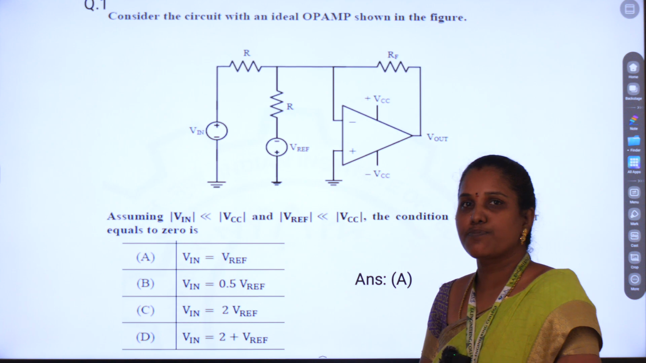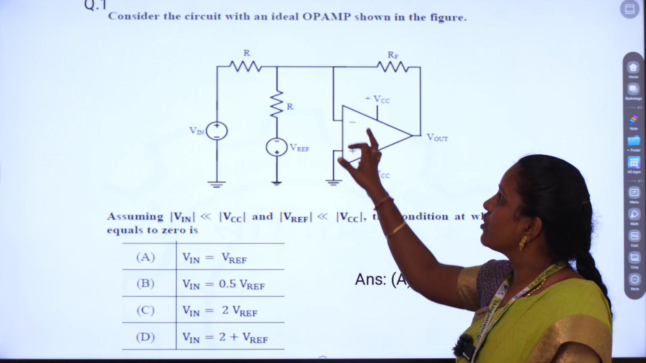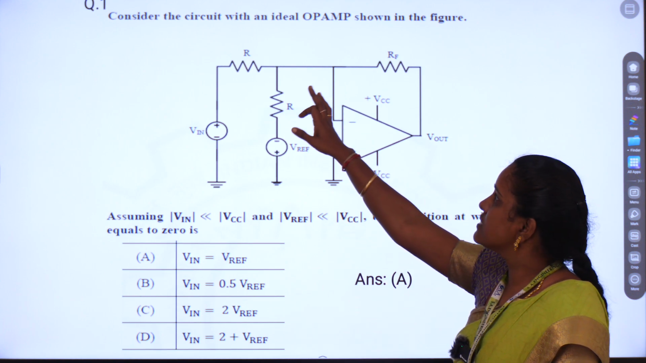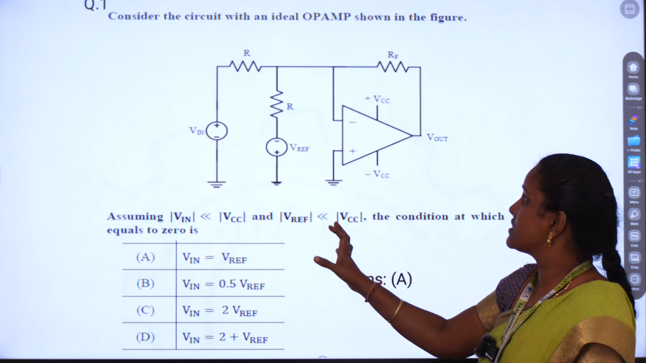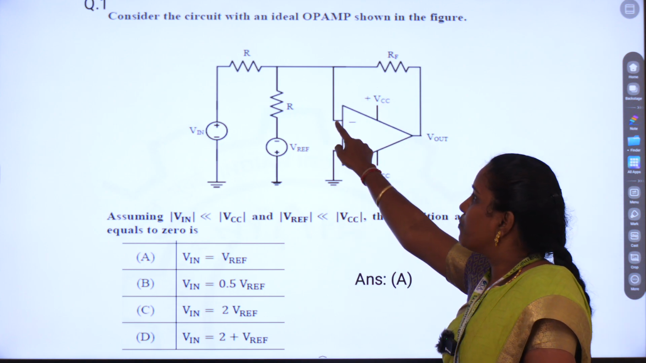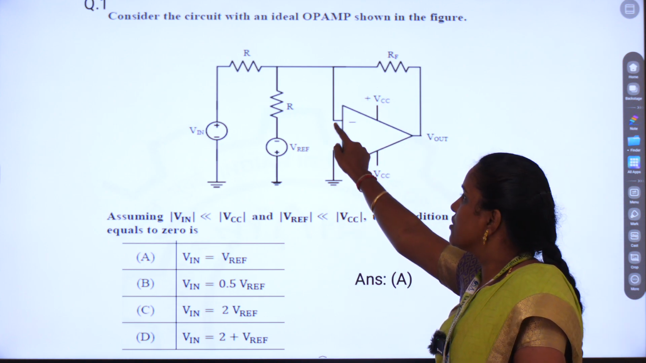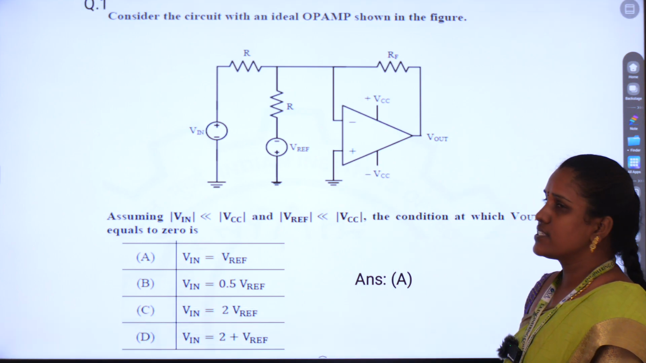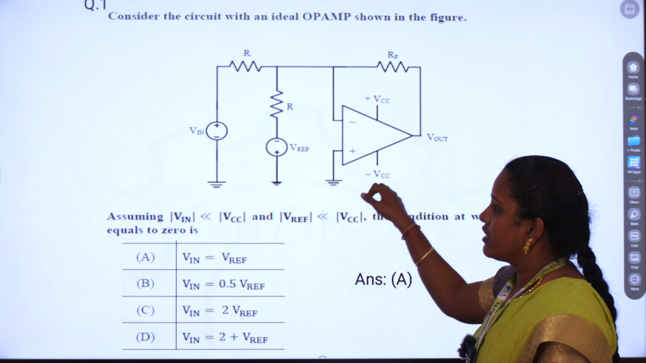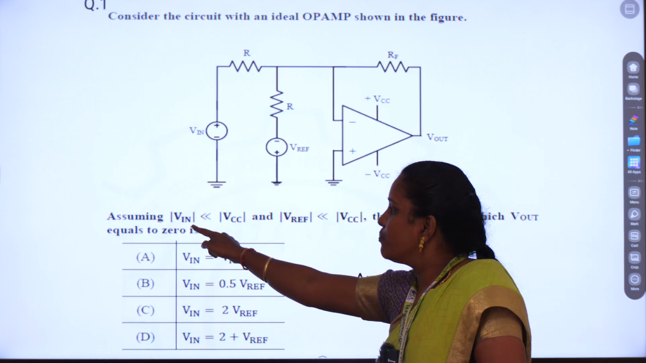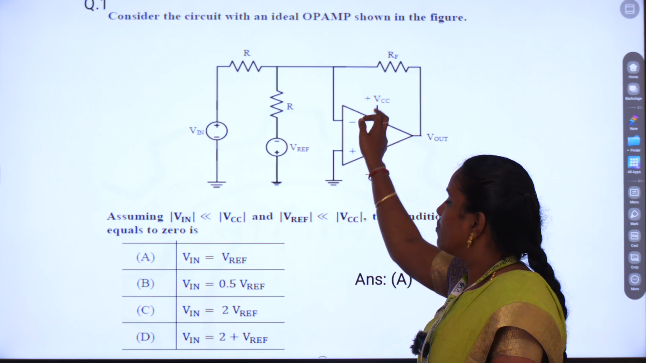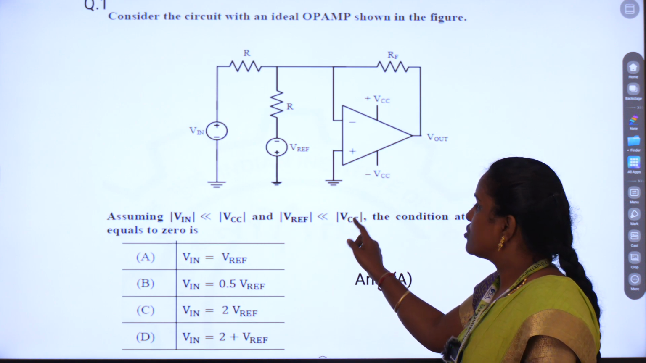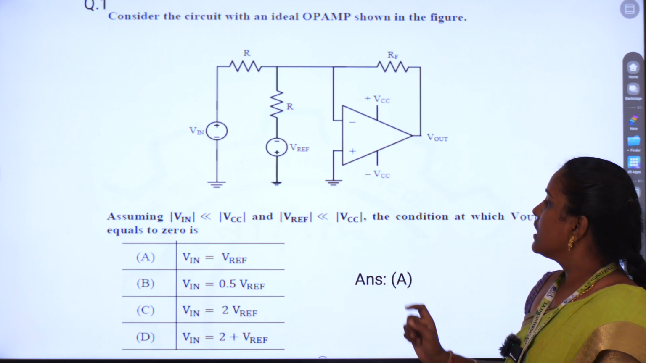Now one small problem. The first problem is given in the GATE question paper. Consider this circuit with an ideal op-amp. Ideal op-amp means the voltage at this point is 0, here also 0, and the inverting and non-inverting terminals are also 0, as shown in the figure. Assume that the input voltage is far less than the supply voltage VCC, and V reference is also far less than VCC.